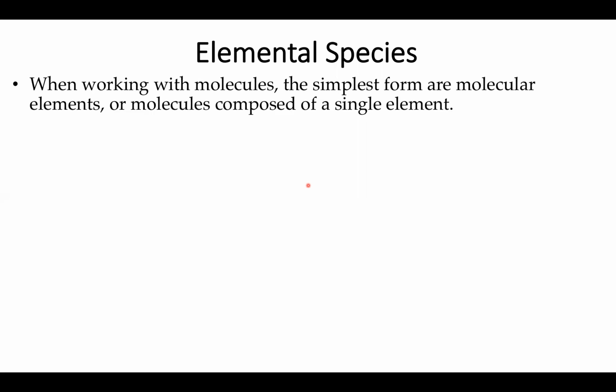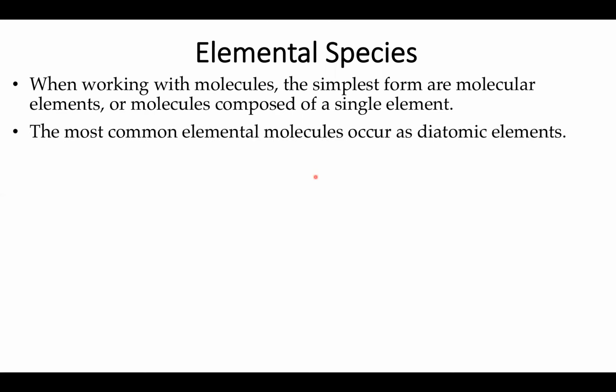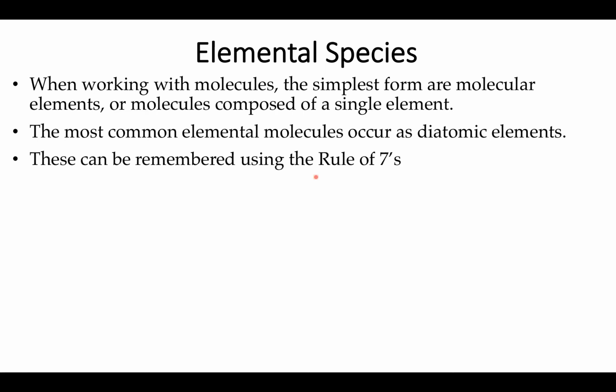But this also makes it very important to know what their molecular formulas are. So one of the most common is called a diatomic element. So these are going to be a molecule that is just two elements clinging onto each other in the wilderness. And there are seven elements that commonly occur as diatomics. And these can be remembered using the rule of sevens.